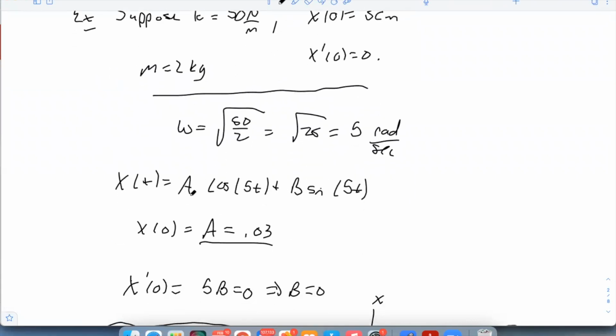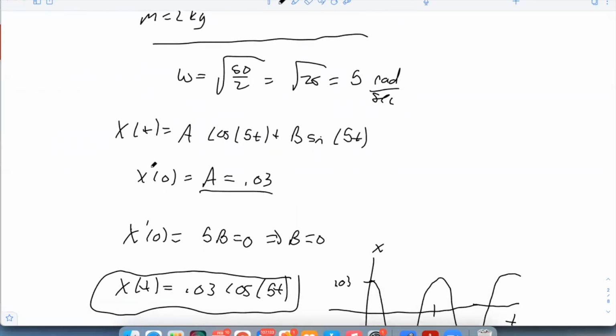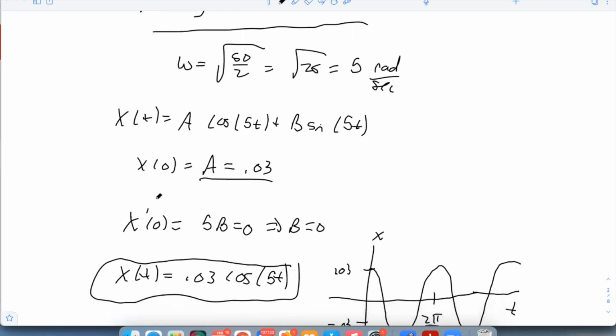Now I just need to solve for my initial conditions. So x of 0 was 0.03, cosine of 0 is 1, sine of 0 is 0. We just get a is 0.03. x prime of 0, the derivative of cosine will be negative sine. Negative sine of 0 is 0, so I don't even need that. Derivative of sine is cosine. So I get a 5b times cosine. Cosine of 0 is 1.